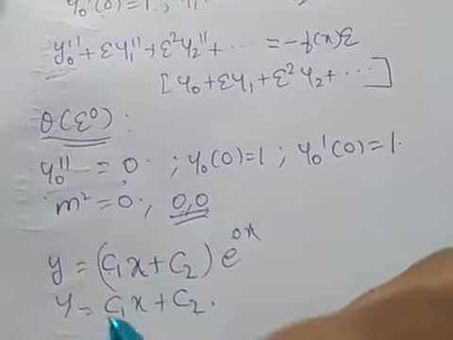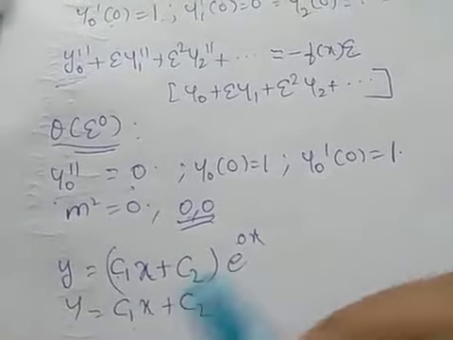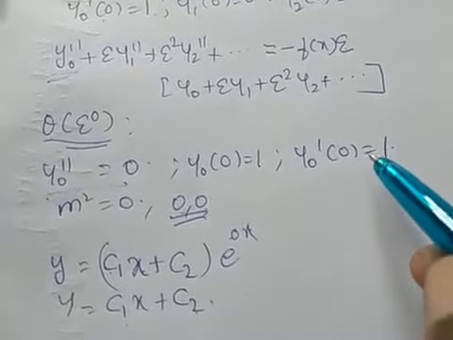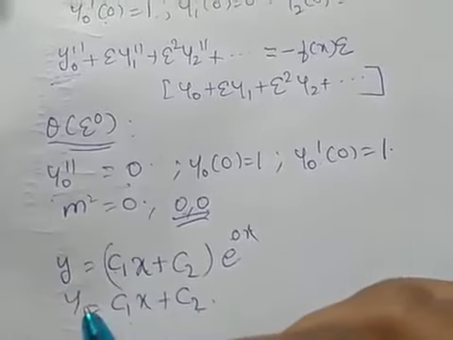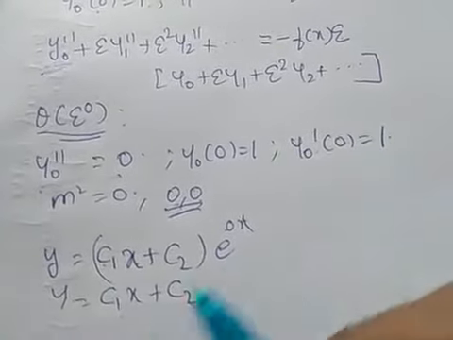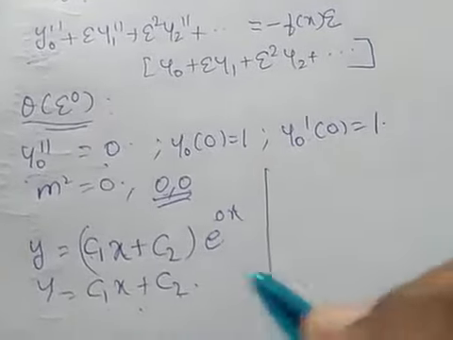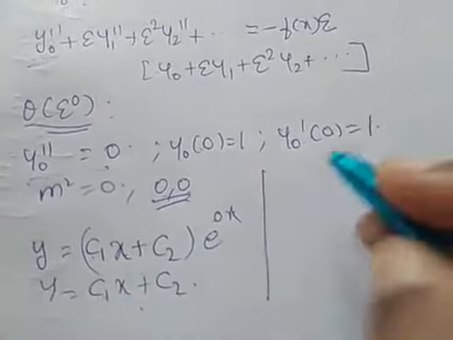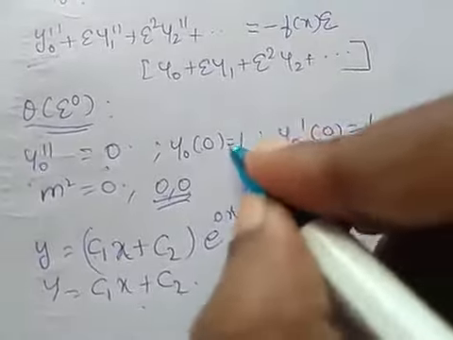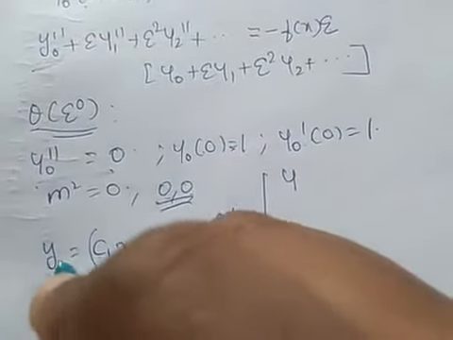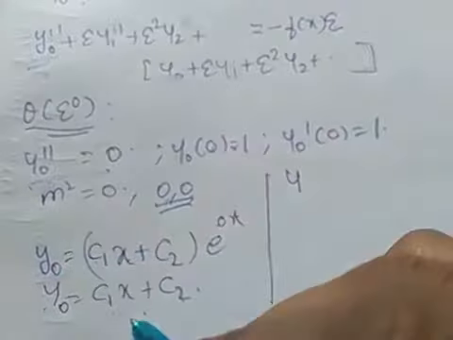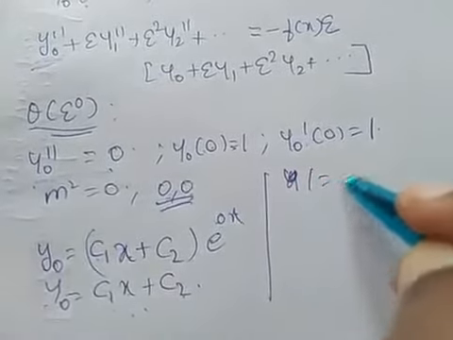Similarly, differentiate this and substitute y dash equal to 1 and x equal to 0. We will get C1 equal to 1. When x is 0, we will get y0. Substitute x equal to 0 here. We will get 1 is equal to C2.